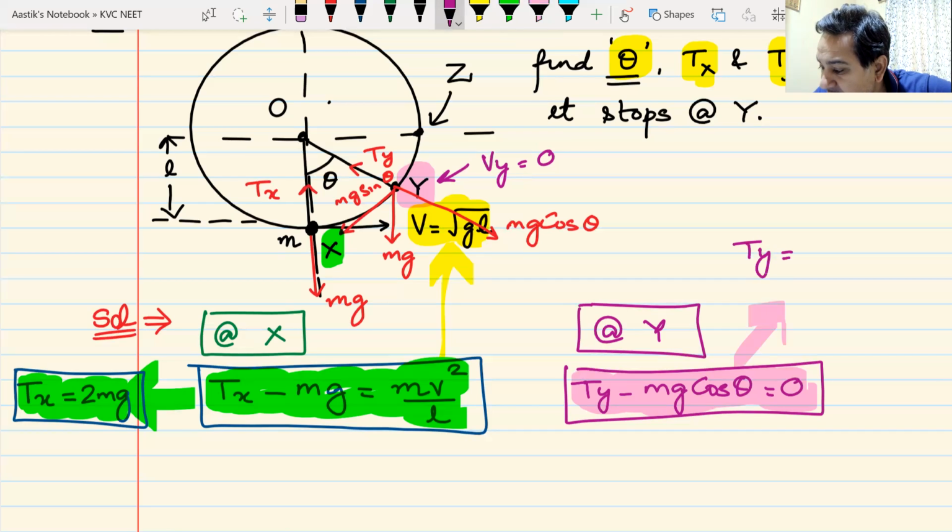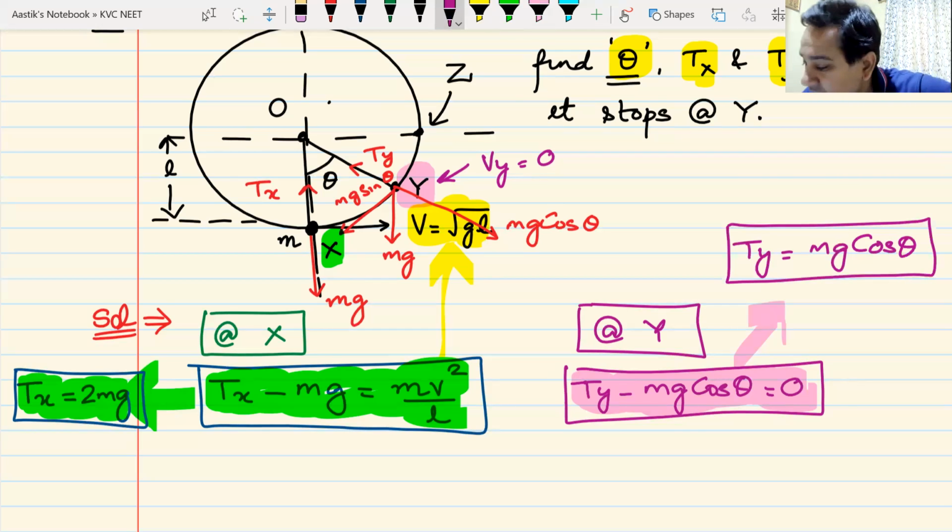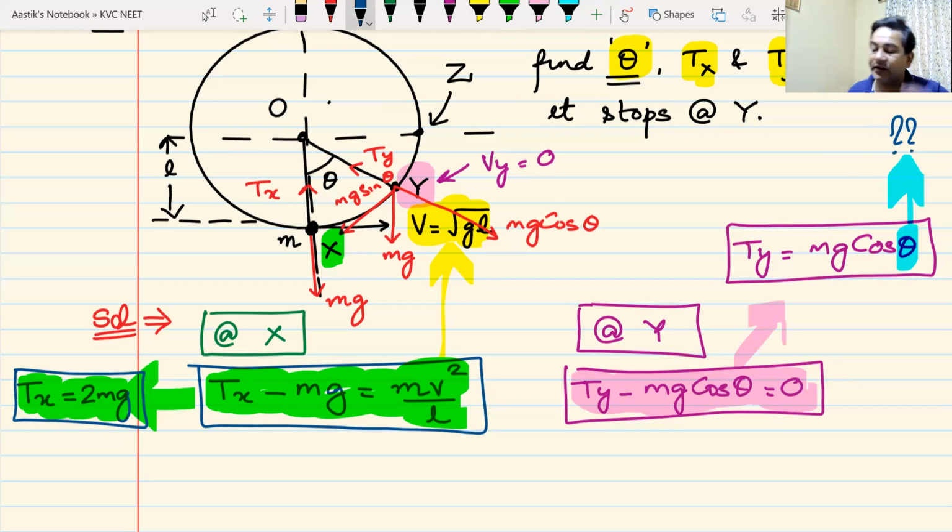Tension at Y is mg cos theta. So far, so good. But the problem is this theta. This theta is not known. I don't know the value of this theta. If I don't know the value of this theta, I cannot find out Ty.